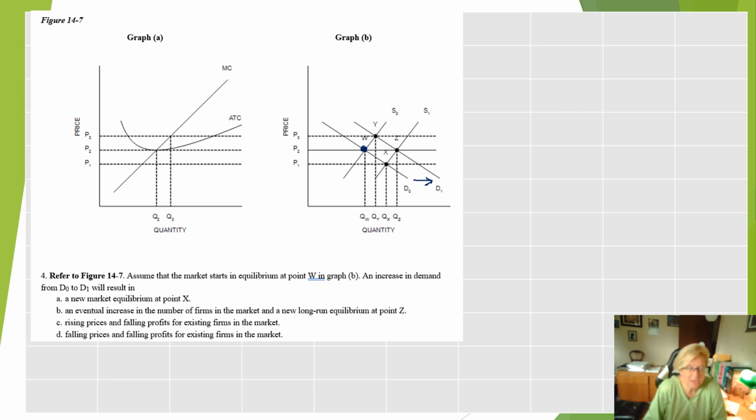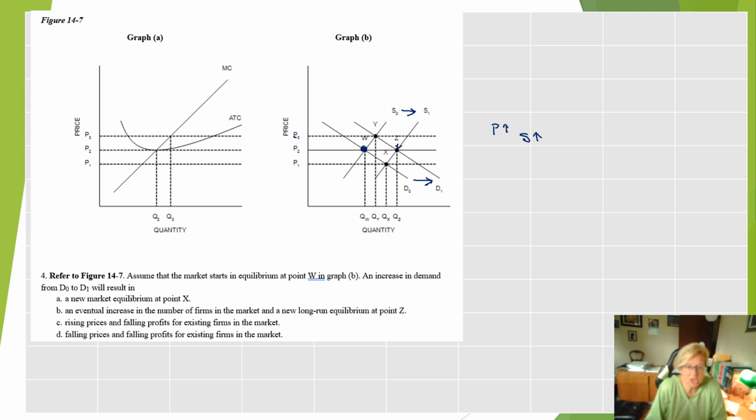When the demand for the market shifts outward, that causes an increase in price to P3. Because this is a perfectly competitive market, when the price increases, that's going to cause the supply curve to increase because it's really easy to enter this market, really easy to exit this market. So the supply curve will shift from S0 to S1. That will lead us from Y over here to point Z.